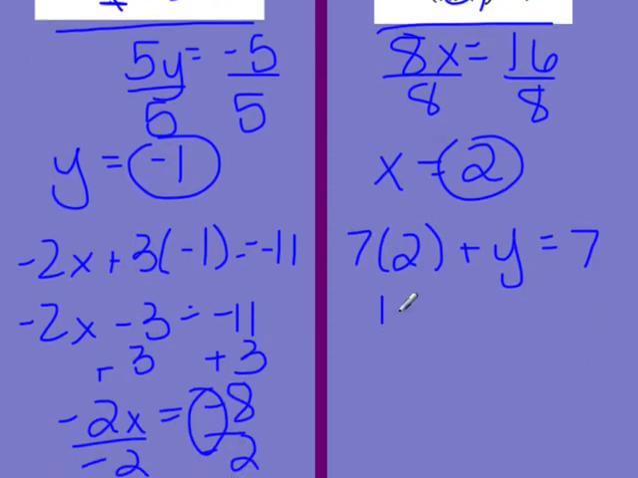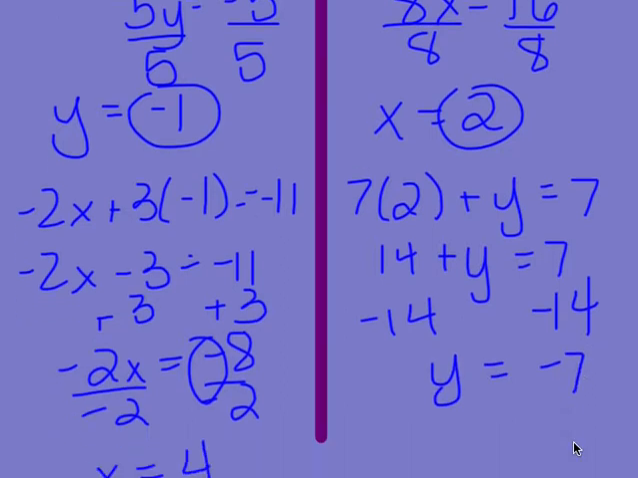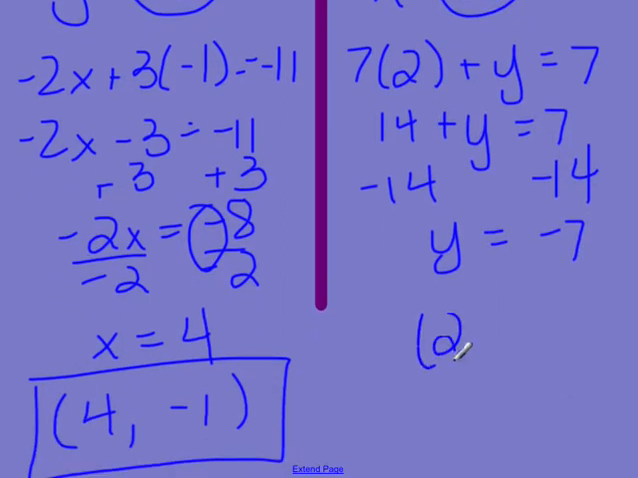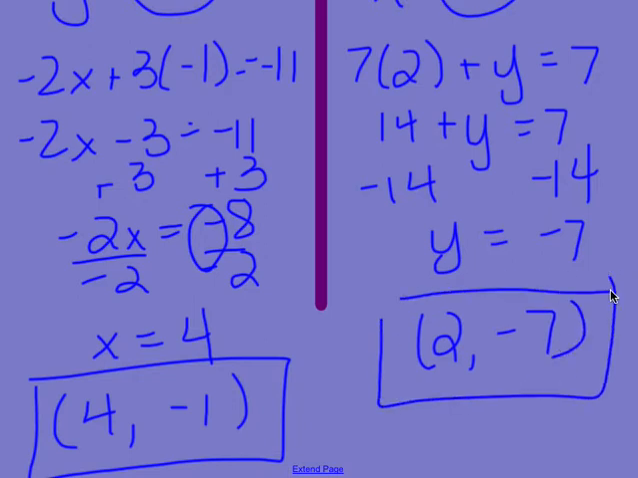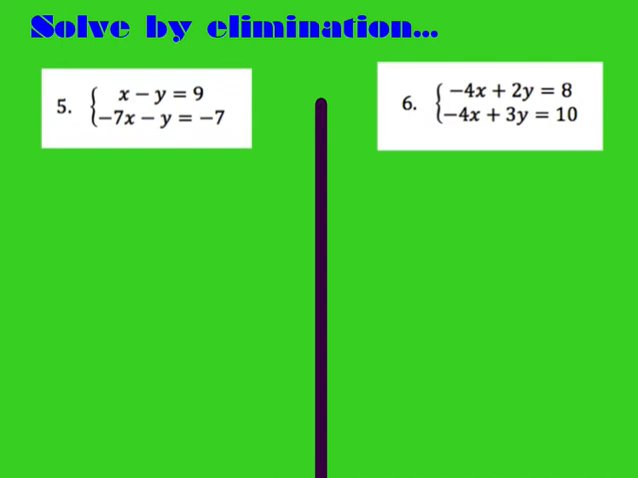So here I'm going to get 14 plus y is equal to 7. Subtract 14 from both sides, and I get that y is equal to -7. So x is equal to 2 and y is equal to -7. So that's my solution for number 4. Now let's take a look at number 5.